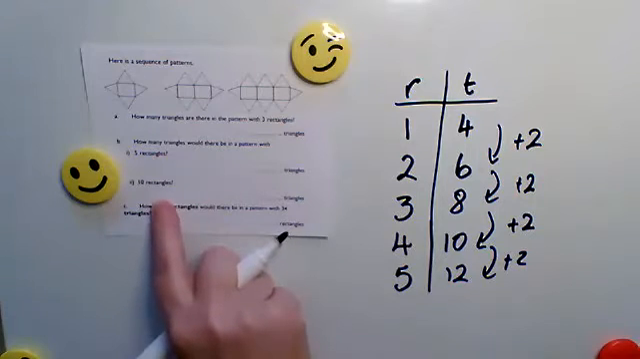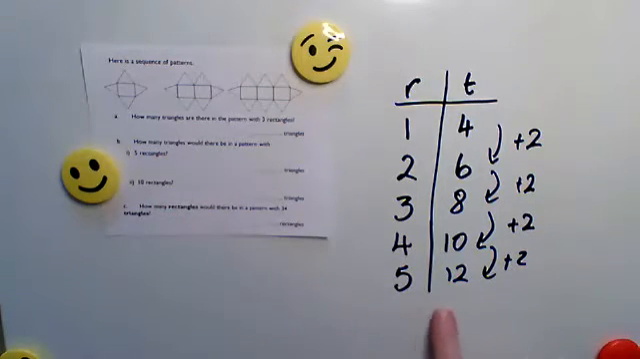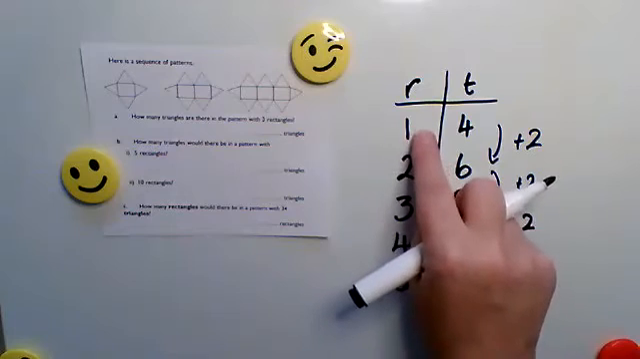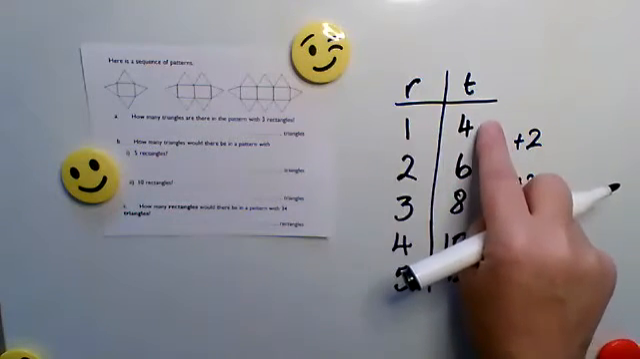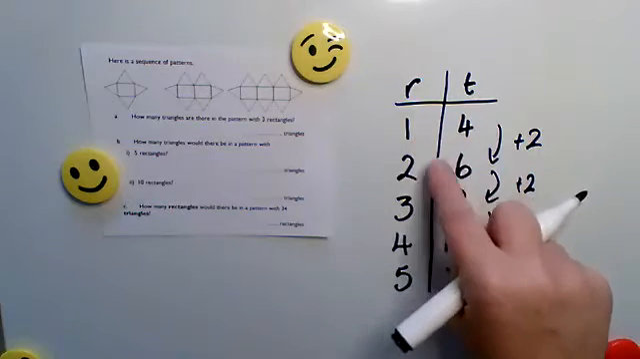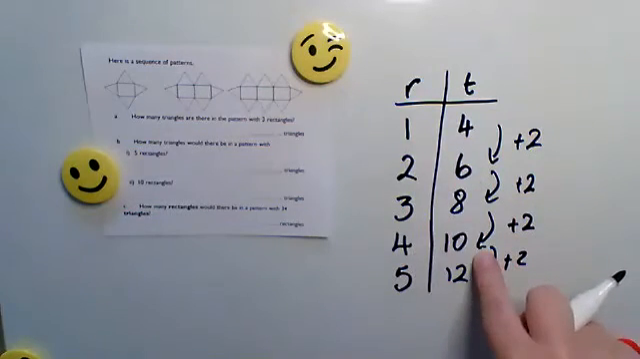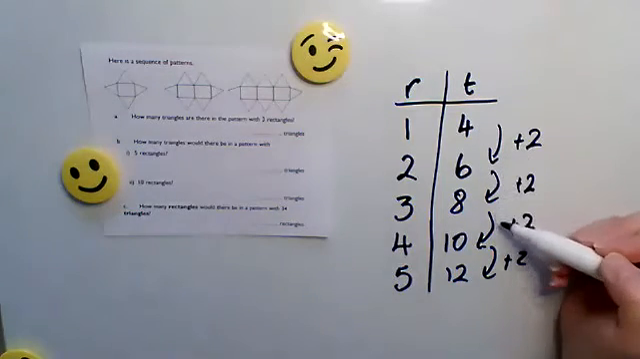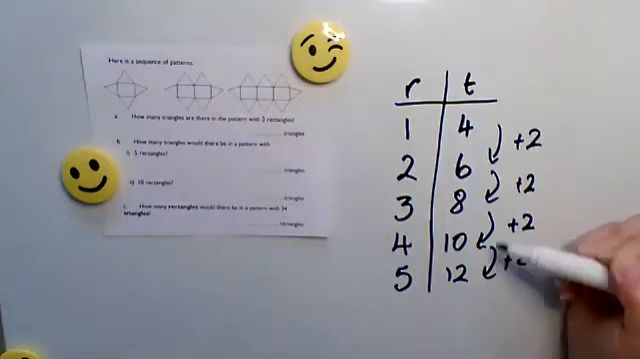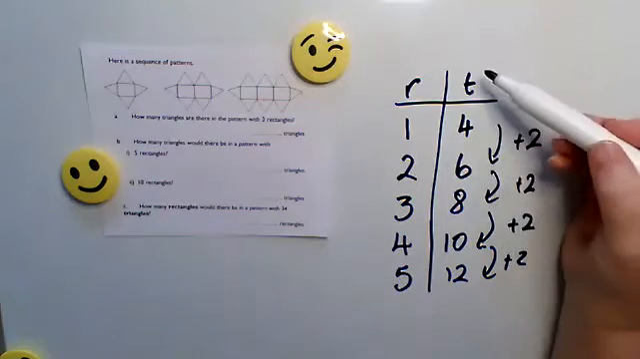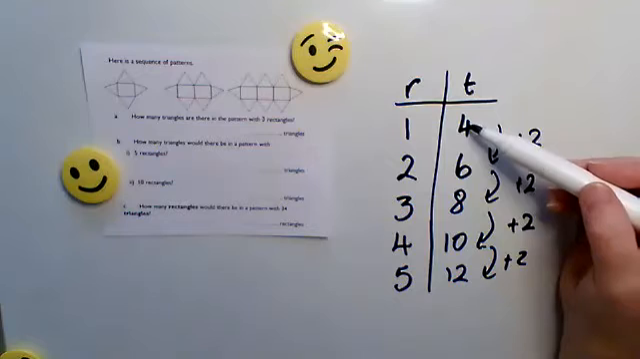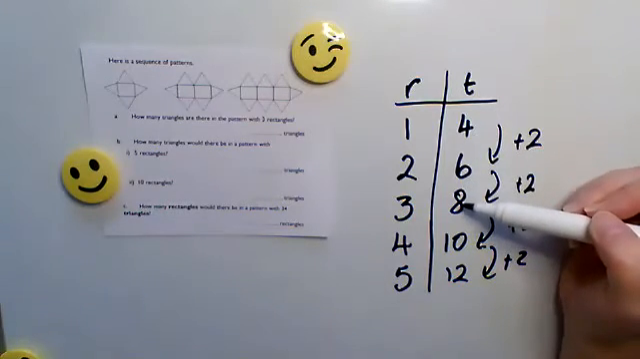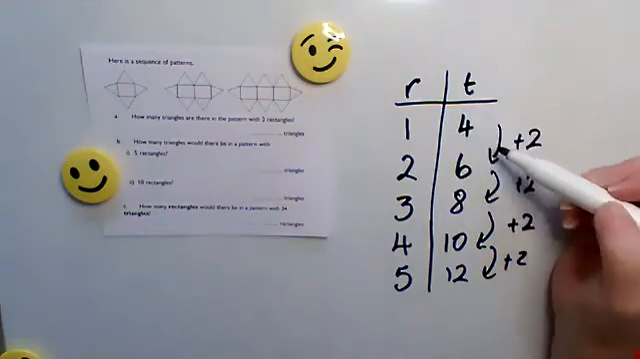How about with 10 rectangles? Well, again, we can just continue this pattern, or we can start to look at a different sort of relationship. How can I relate the number of rectangles to the number of triangles? Is there a pattern between these two? So if we just look at this side, we're adding 2 all the time. Now this is very much like the 2 times table, but I'm not starting with 2. I start with 4. So it's like the 2 times table, but I'm adding 2 every time.